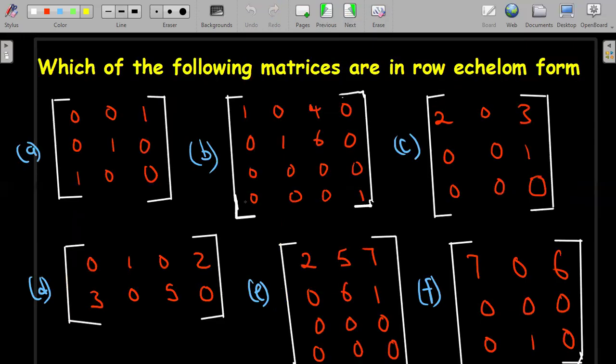I have a series of questions here to test our understanding of the row echelon form. Which of the following matrices are in row echelon form? Let's look at the first one. Anyone who can try: is this first matrix, A, in row echelon form or is it not?